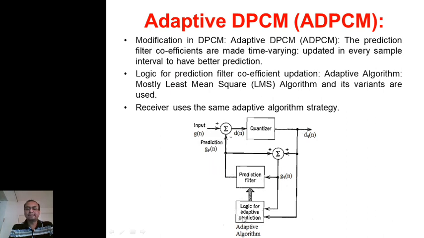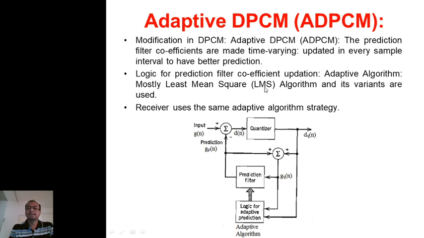The additional thing is this logic for adaptive prediction, which consists of the adaptive algorithm, and here the inputs are this g_q[n] and d_q[n]. We have an adaptive algorithm like LMS, least mean square. It is actually a very complicated algorithm to describe here and beyond the scope of this subject, but that algorithm is a part of statistical signal processing or adaptive signal processing. So it is a very sophisticated algorithm, right?